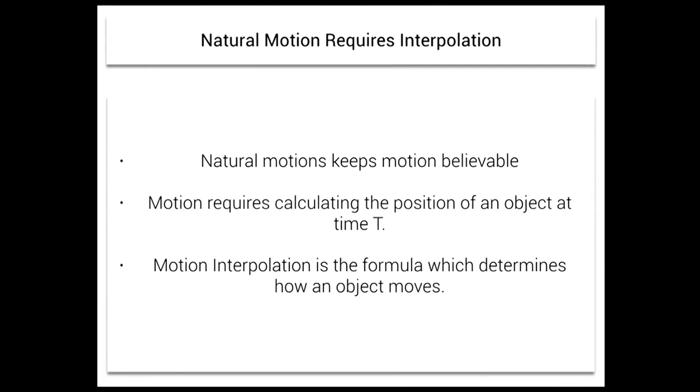So let's talk a little bit about natural motion. What is natural motion? What is unnatural motion? And why do we care? Natural motion keeps motion believable. Things animate on the screen in a realistic way. In order to do that, we have to calculate where an object should be in the animation given the time. Because time flows linearly, but your animation might not. So we need to interpolate it. And that's what motion interpolation is. Given a formula, we interpret our time into a set of values that we're then going to use to play our animation.